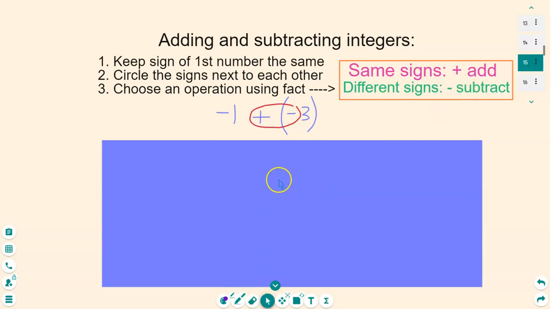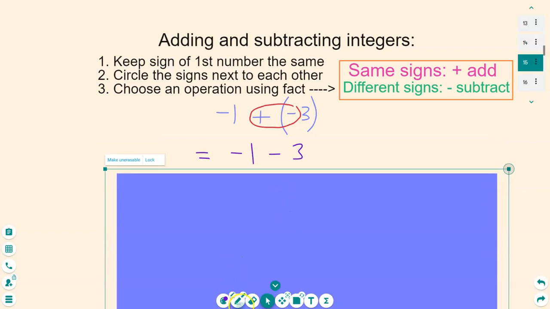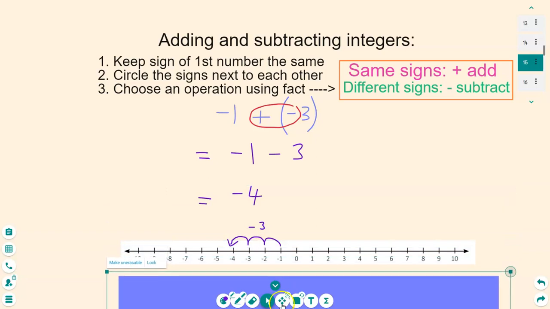Okay, let's have a look at it. So keep the sign of the first number the same, circle the signs next to each other, and choose an operation to make your life simpler. So the signs are different, so you subtract. And then we're going to use a number line. So -1, take 3. We're going to be going to the left. -1, taking away 3, moving to the left, ends up at -4. So that's the process we use.